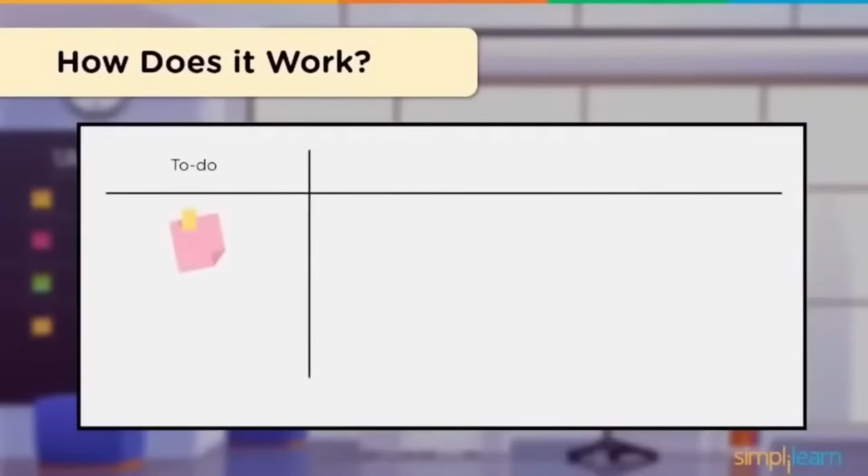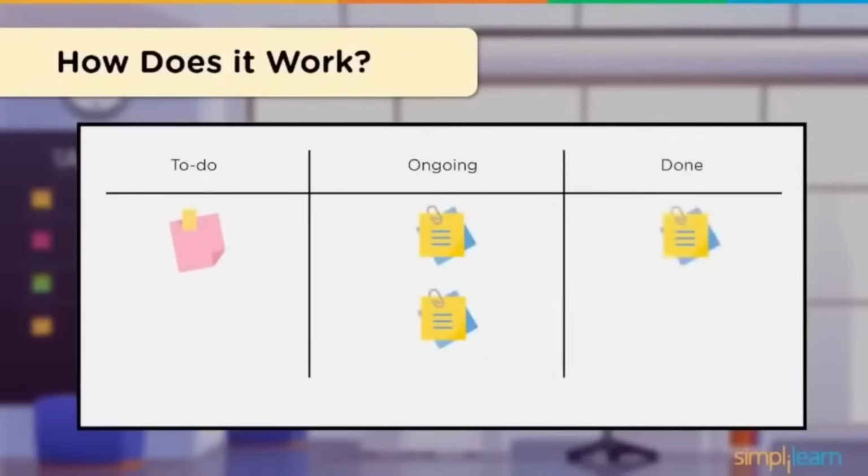Now the board consists of three major components. There's the to-do list, which represents items that need to be completed. The ongoing column, which represents items that are currently being worked on. And the completed or the done column. Now these represent tasks or items that have already been completed.